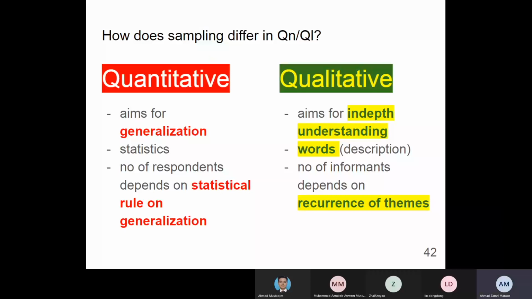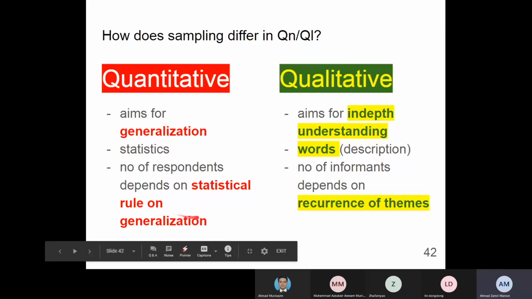And then in terms of sampling, there are differences between quali and quanti. Quanti is in the red background, quali is in the green background. In quanti, the aim is generalization. That means you only access a few hundred respondents, but you make the generalization for the whole country. The number of respondents depends on the statistical rule on generalizations.